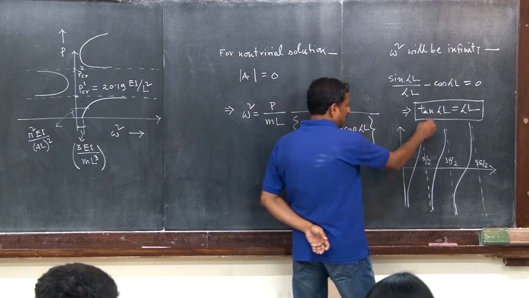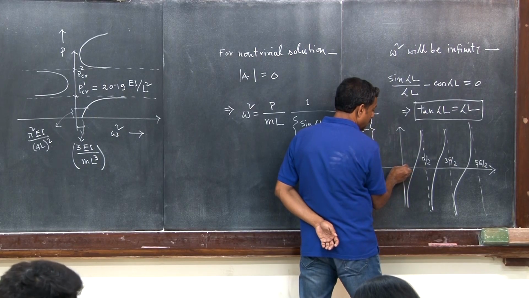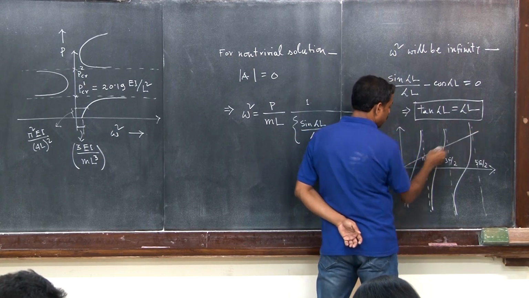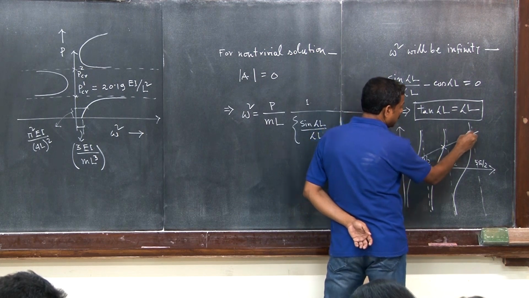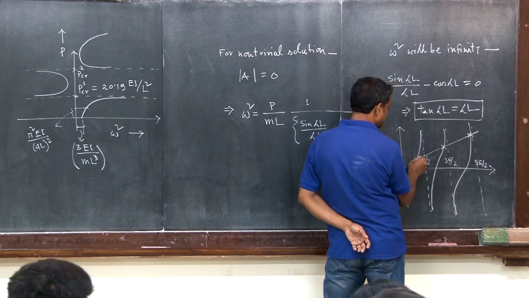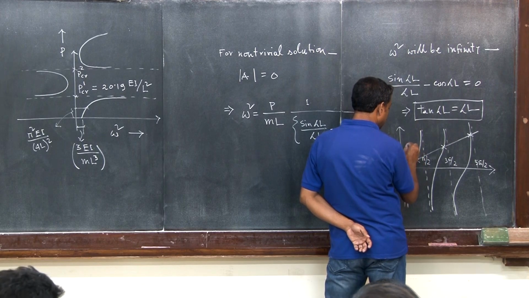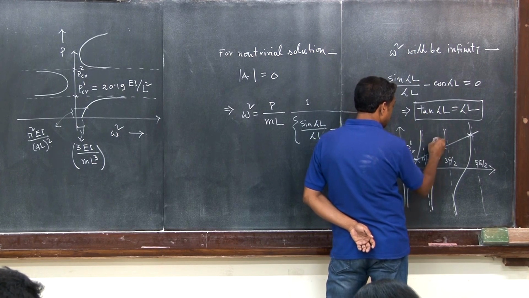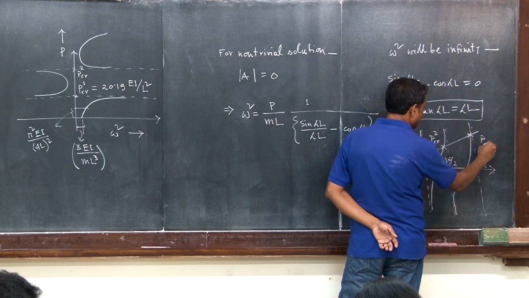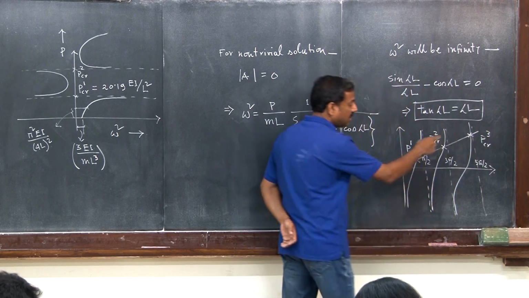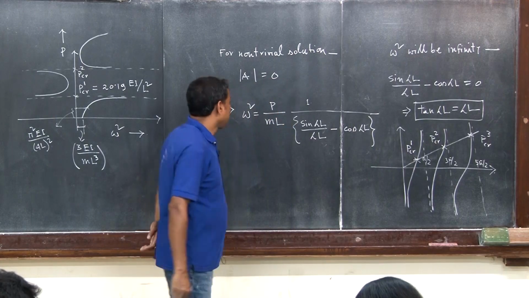So then λn, if you draw it, this is the first root, this is the second root, this is the third root. This root will give you the first critical load, P critical 1. This will give the second critical load. This will give the third critical load. You see that?